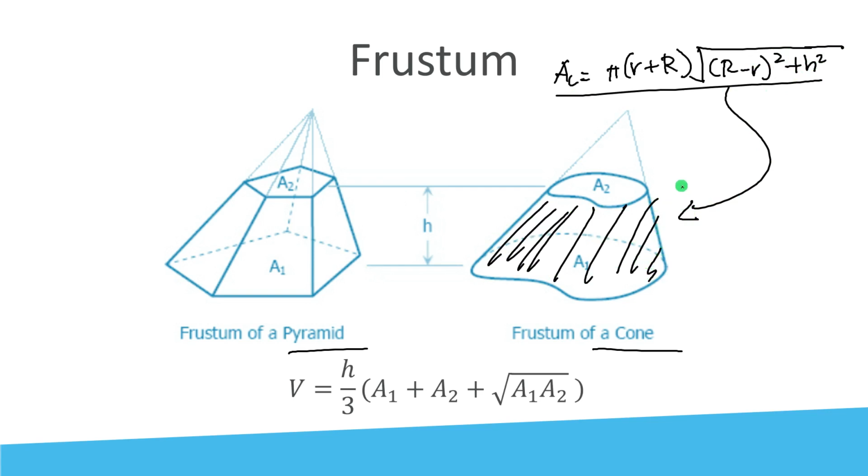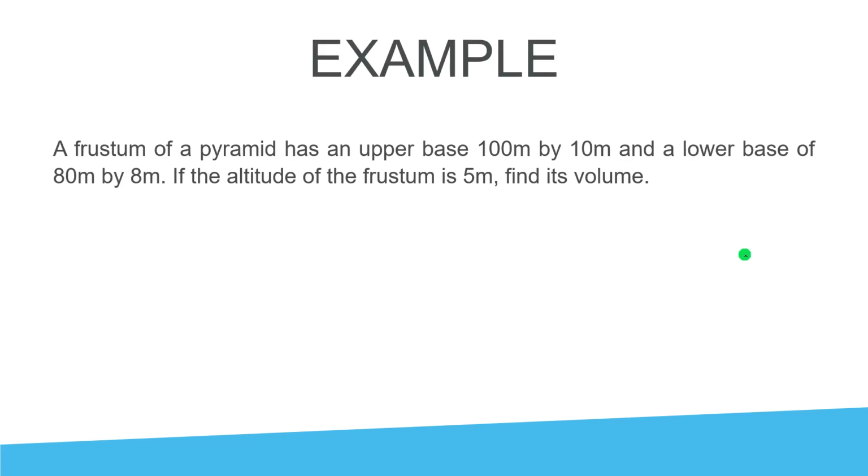But the manual solution for that is we determine the whole lateral surface area of the cone, then we reduce that surface area not included for the frustum. So let's proceed to the example.